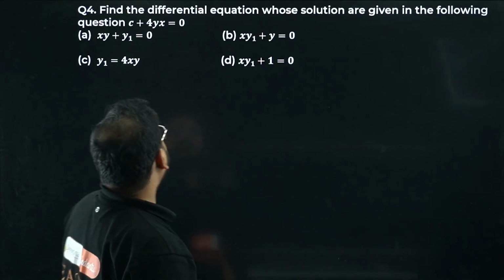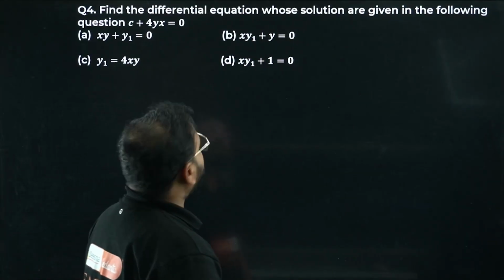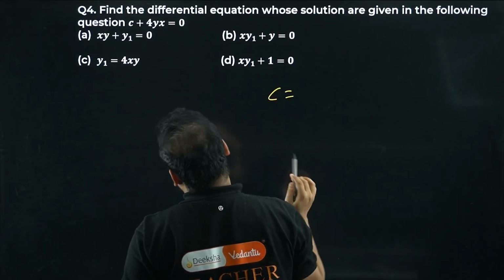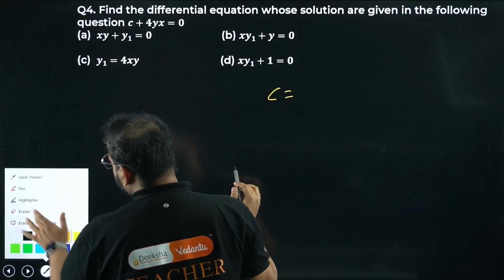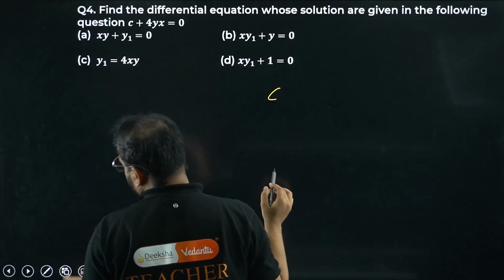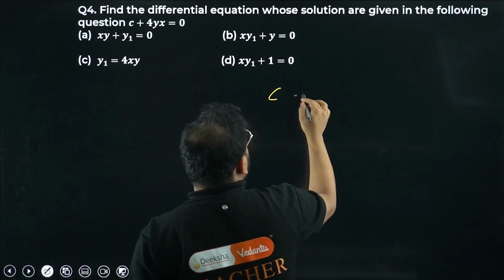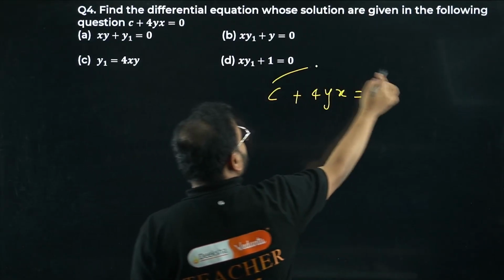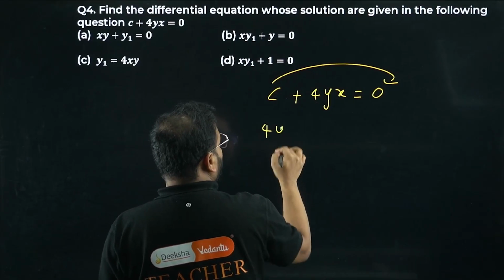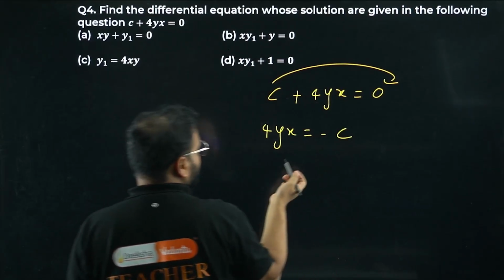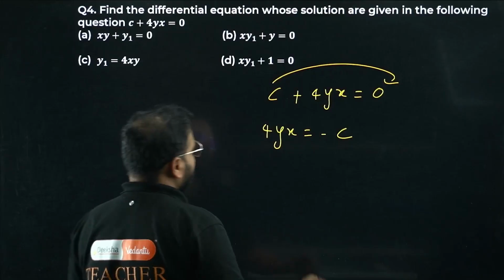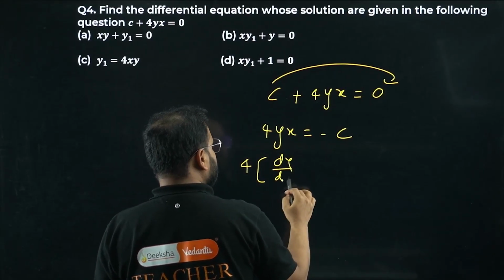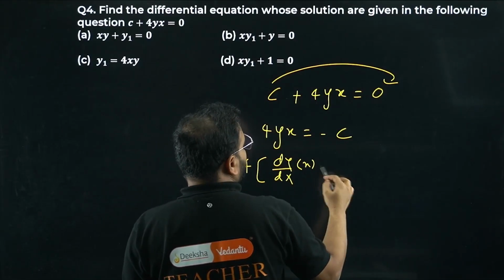Moving on now. Find the differential equation whose solution is given in the following question. They have given here, sir, to us c plus 4yx equals 0. Let's do one thing. Bring the c on this side. So we get here 4yx equals minus c. Differentiate now. It's a constant, it will become 0. Differentiate now. So we'll have 4 outside. Differentiate y, so dy by dx. Keep x as it is. What are we using?